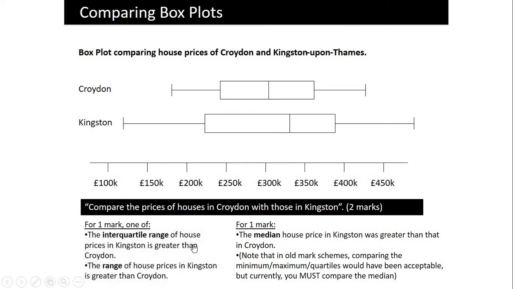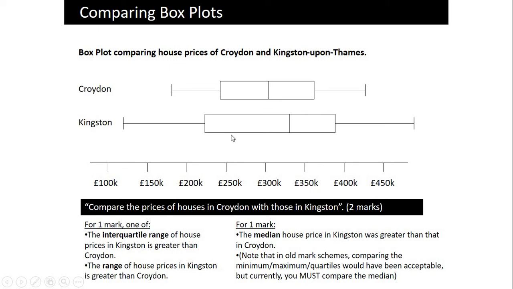Then you need to compare either the interquartile range or the range. Remember, the interquartile range is the distance between the lower quartile and the upper quartile. So this is the width here. So you can see here then the interquartile range in Kingston, so this width, is much greater than the interquartile range of Croydon.